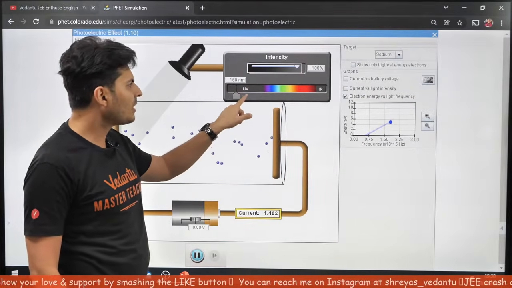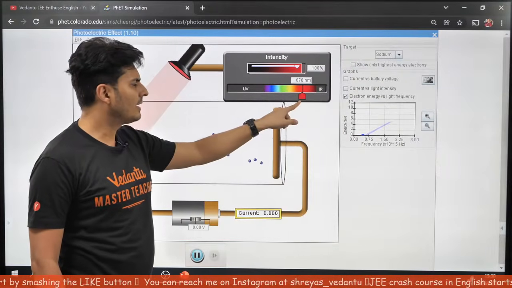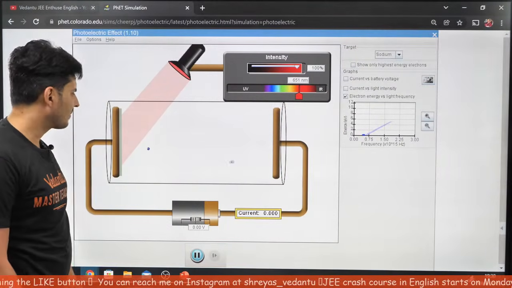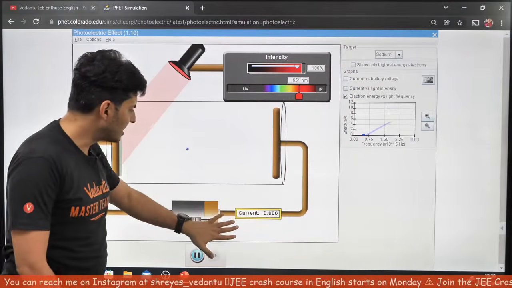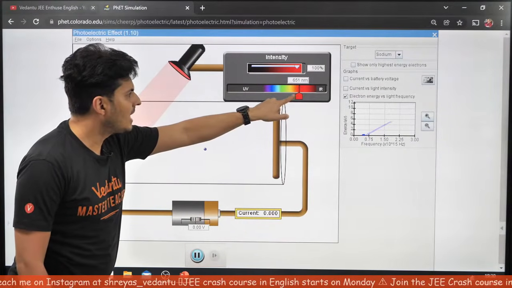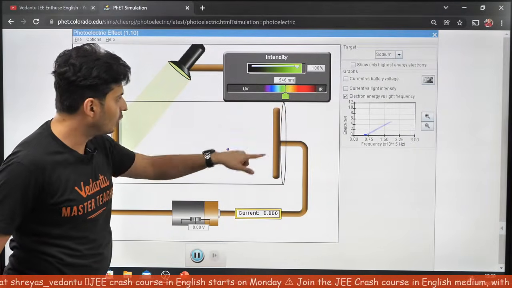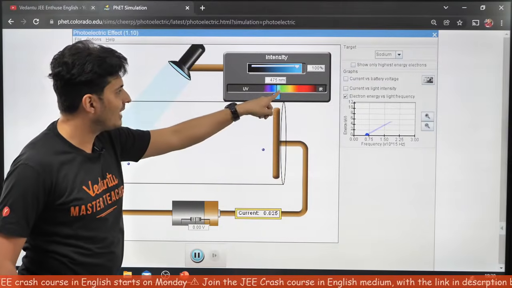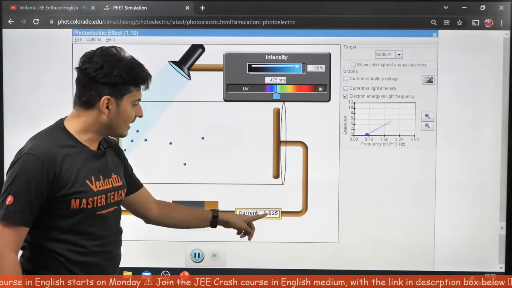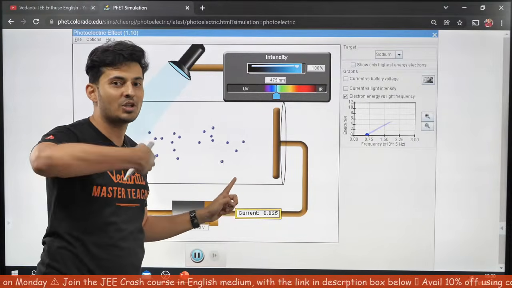Fair enough. Now think what will happen when your light color is red or something. There is no photoelectric effect occurring. I increase the frequency, still no photoelectric effect. Now there is photoelectric effect occurring maybe somewhere after green color. Suddenly the photoelectric effect started because I have crossed the threshold frequency.